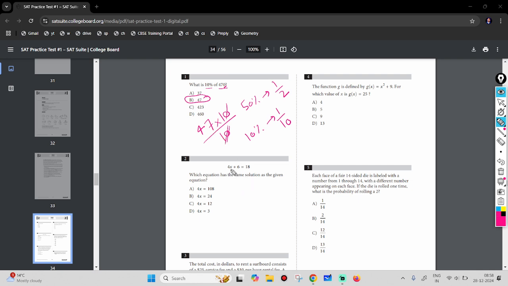Coming to question number two. An equation is given: 4 times (x plus 6) equals 18. Which equation has the same solution? In the options, what we have is 4 times x, so why don't we find 4 times x from this equation? To do that, I have to subtract 6 from both sides, which will give me 4x on the left hand side and 12 on the other side. So I suppose C will be our answer. These were the first two questions.